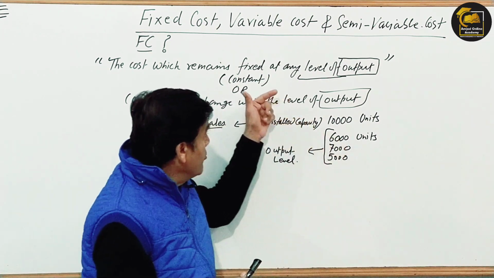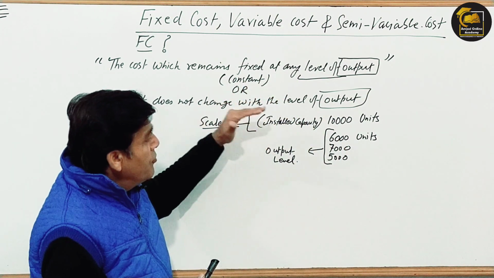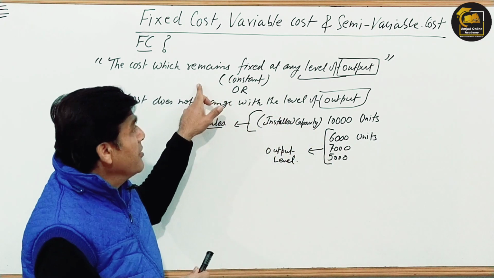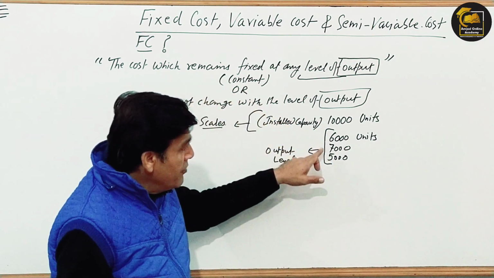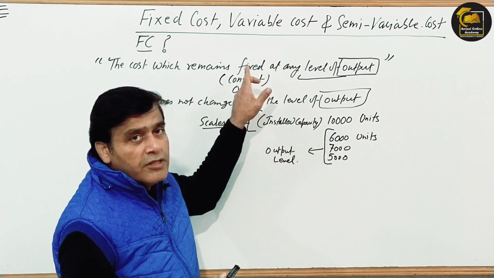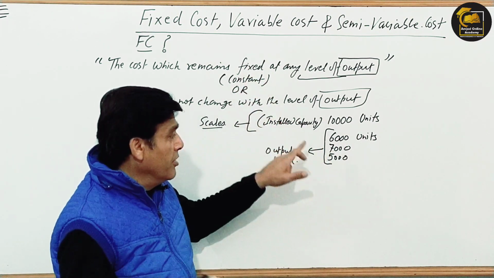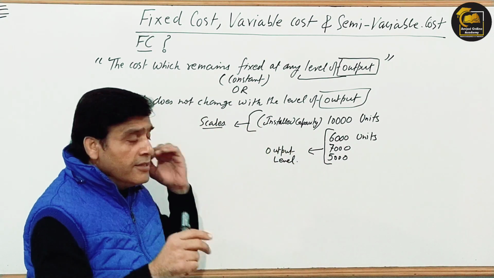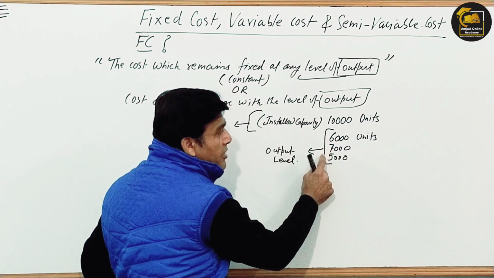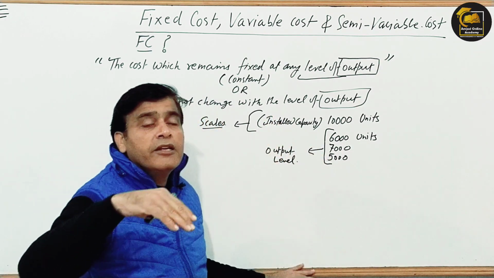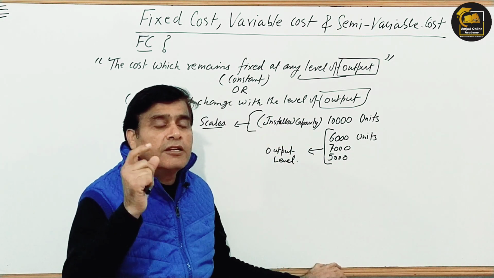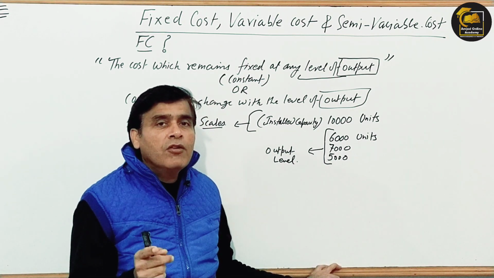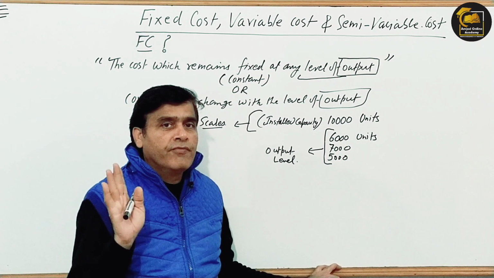Suppose what we mean to say here is that if you are producing 6,000 units, then the fixed expenses, even your fixed cost, will not change. If you start producing 7,000 units, the fixed cost will remain unchanged and will not be affected. When you produce 5,000 units, it is the same. It is completely irrelevant to the level of output. The cost which is not related to the level of output, the cost which does not change with the level of output, is known as fixed cost, right?